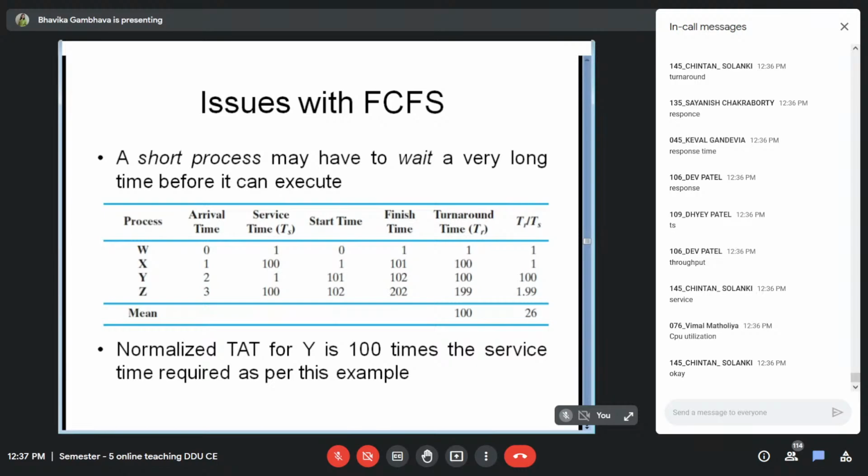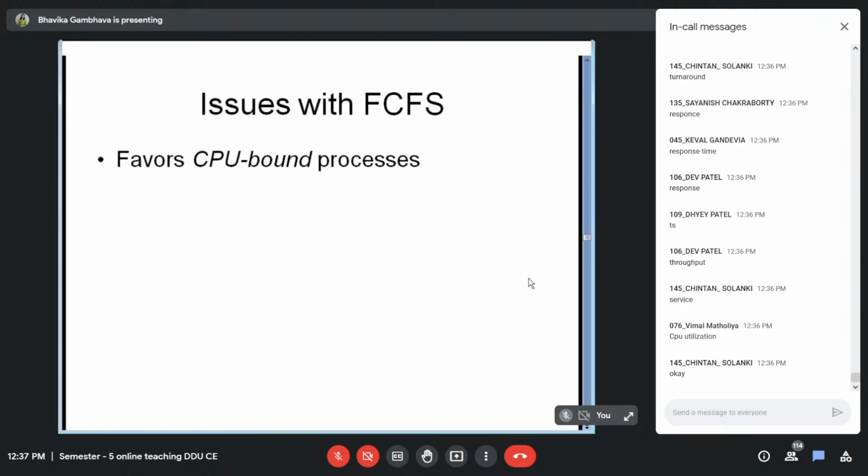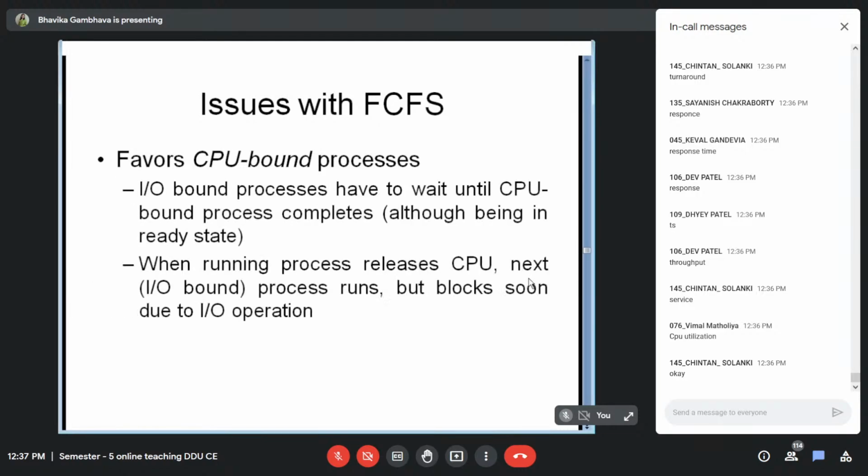So here we have already seen that the normalized turnaround time for Y is 100 times the service time required. The service time required was 1 only, and it is more than that. So of course it is not something which is desirable. Okay, read it first and then I'll explain.